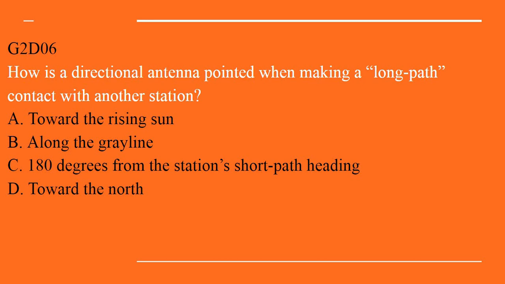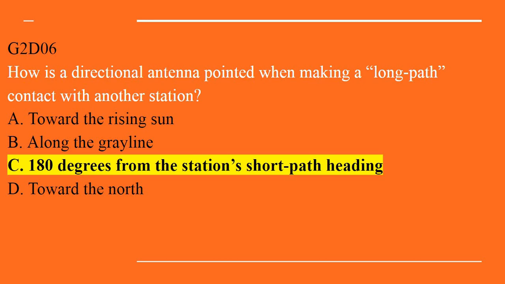G2D06, how is a directional antenna pointed when making a long path contact with another station? A. Towards the rising sun. B. Along the gray line. C. 180 degrees from the station's short path heading. Or D. Towards the north. Correct answer C. 180 degrees from the station's short path heading.